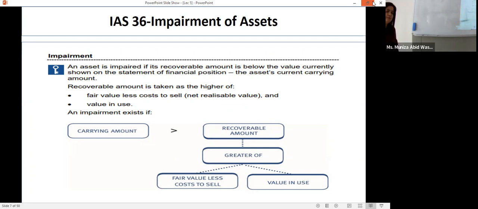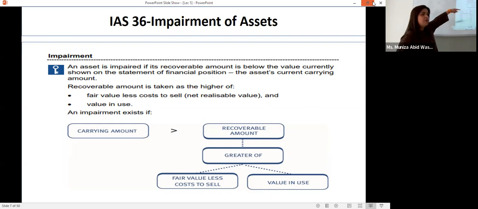And what is a fair value? Very good, excellent. The normal definition of fair value is that it is the market value. Basically, fair value is the selling price of the goods or services which we can gain in an arm's length transaction. So estimated selling price minus all the costs which are necessary to make the sale possible is going to be considered as NRV. NRV is going to be compared with the value in use. Whichever is greater will be considered as your recoverable amount.